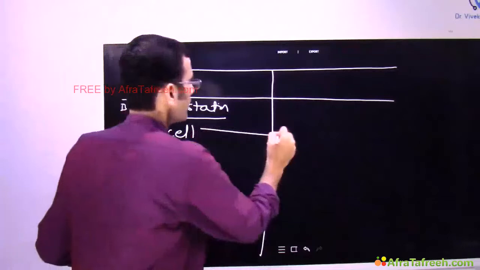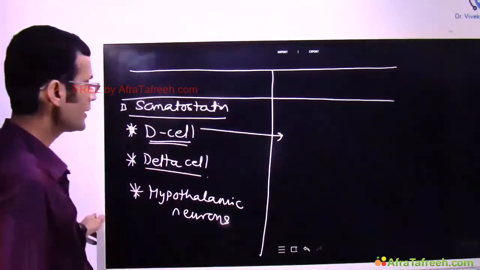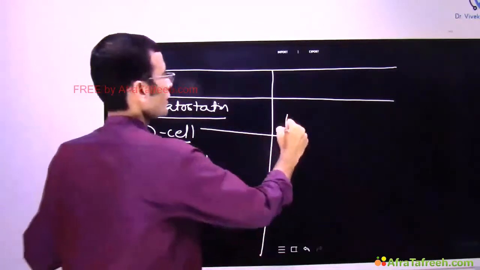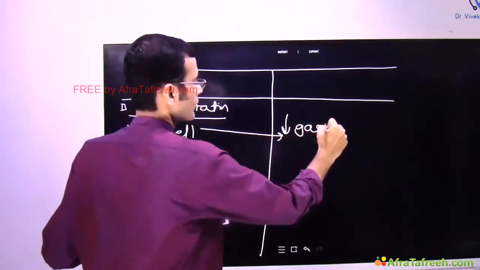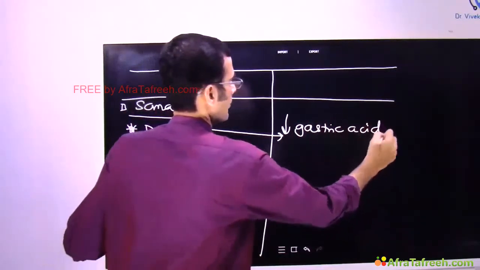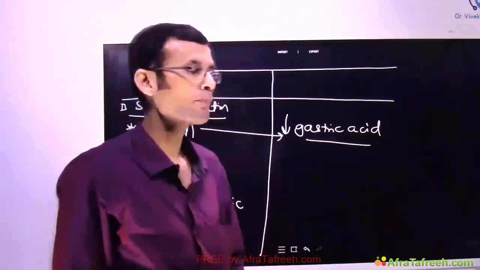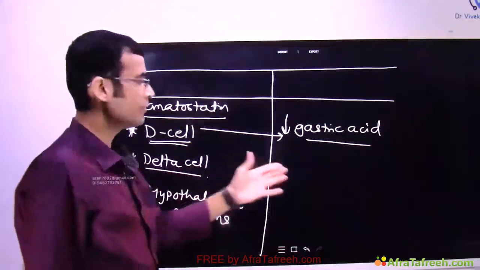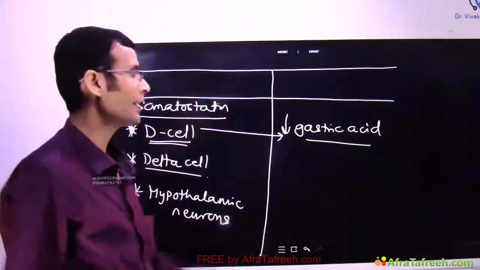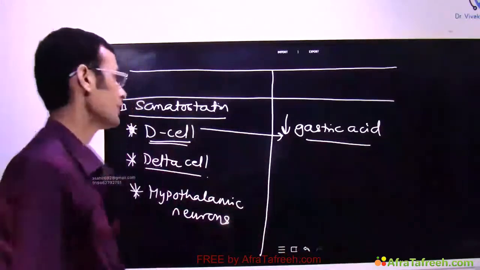When it comes from the D cell in the stomach, what is its function? Its function is to decrease the gastric acid secretion. When pyloric pH falls below 2, somatostatin will come into action and it will decrease the further gastric acid secretion.